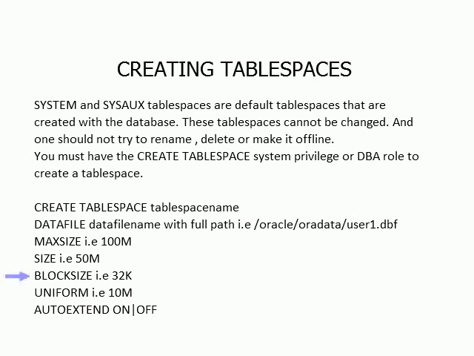Block size is the size of the block. Uniform size specifies the size that the data file will grow when it needs to extend. Auto extend on option will make your table space automatically grow when it reaches maximum extents.